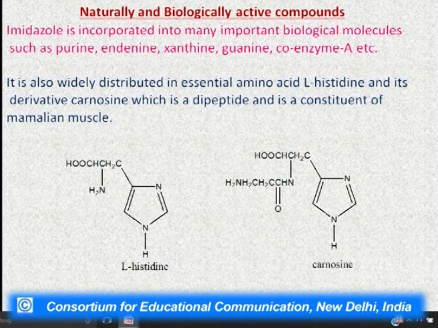Then comes some naturally and biologically active compounds. This imidazole is incorporated in many important biological molecules such as purines, xanthine, guanine and coenzymes also. It is widely distributed in essential amino acids like L-histidine and its derivative carnosine, which is a dipeptide and is a constituent of mammalian tissue. Here you can see this is the structure of L-histidine and here is the structure of carnosine.